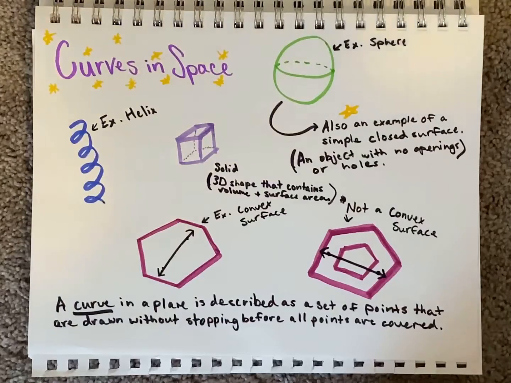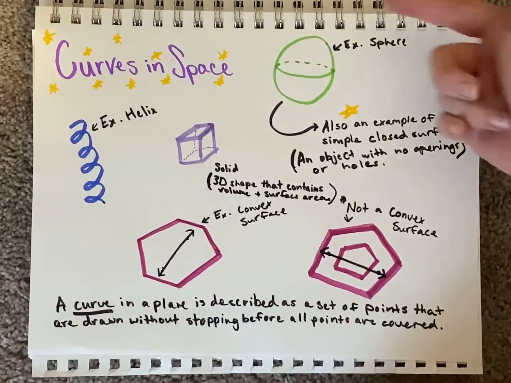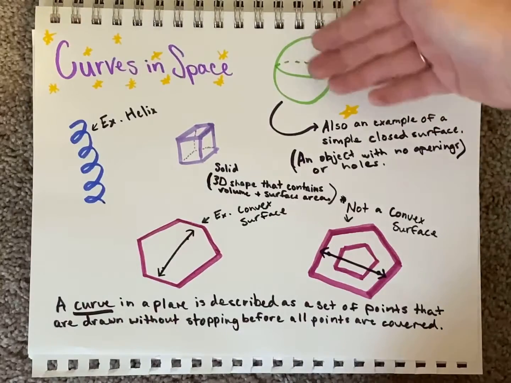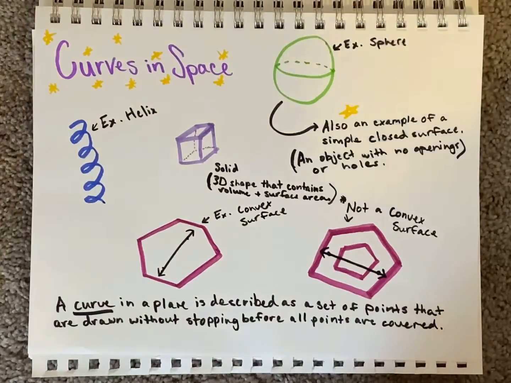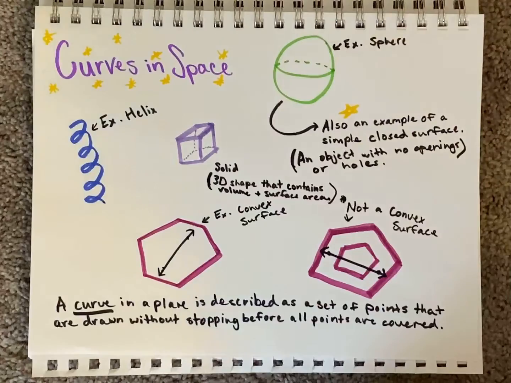We have a sphere, also an example of a simple closed surface. Sphere is a 3D object that has no cuts or divisions. It's also an object with no openings or holes in a simple closed surface. We can also look at solids, which are a 3D shape that contains any kind of amount of volume or surface area. This can go for cubes and other polyhedrons and other kind of polygons.